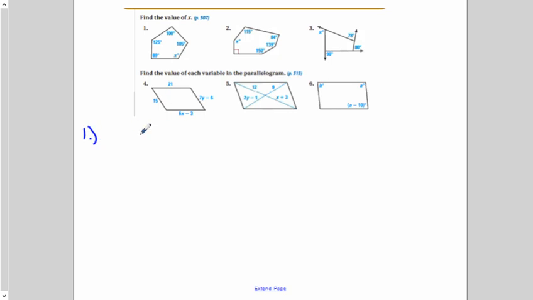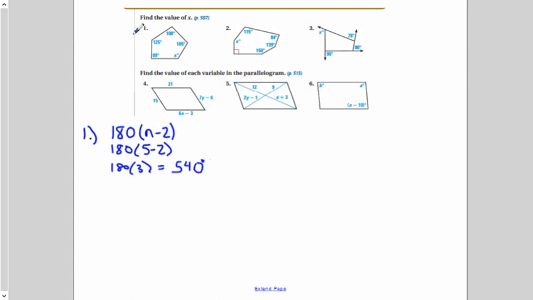This is how you do numbers 1 and 2. They're very similar. And the formula is 180 times, with parentheses, n minus 2. And n is equal to the number of sides. So in this case, we have 5 sides for n. 5 minus 2 is 3, so we have 180 times 3, which is 540 degrees. So that's what all of those angles add up to.